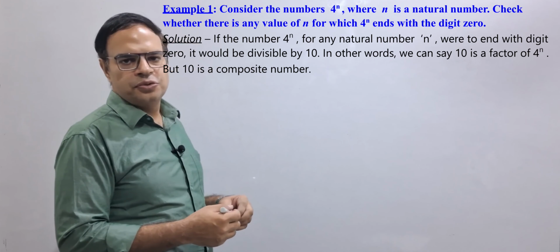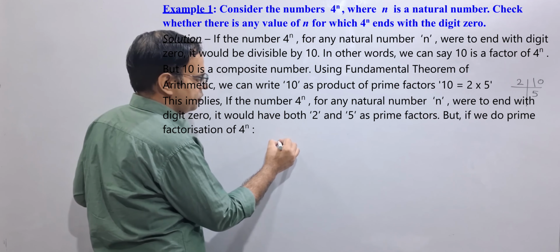Then we can write the same statement replacing 10 with the product of 2 and 5. This implies if 4 raised to n for any natural number n were to end with the digit 0, it would have both 2 and 5 as prime factors. Earlier it was a statement with number 10, now we can write it as prime factors both 2 and 5. But if we do prime factorization of 4 raised to n, what are we going to get?